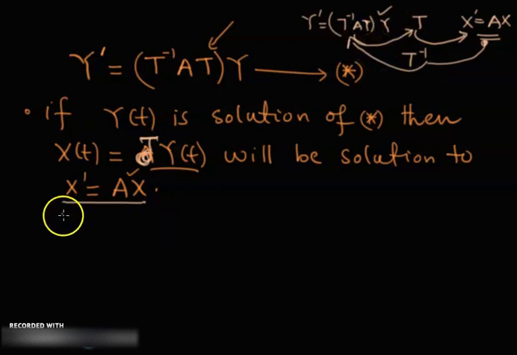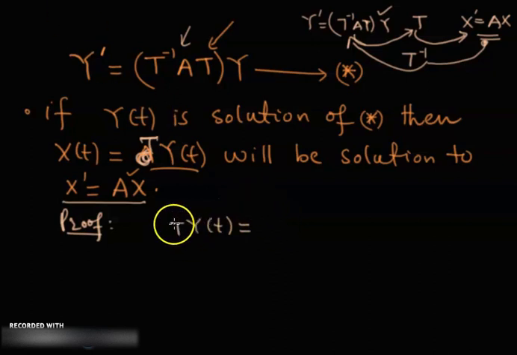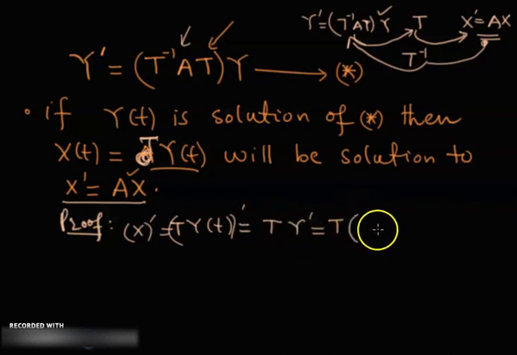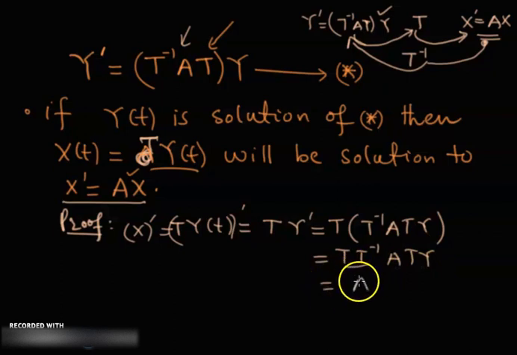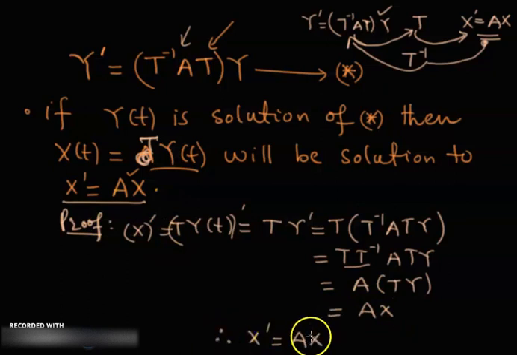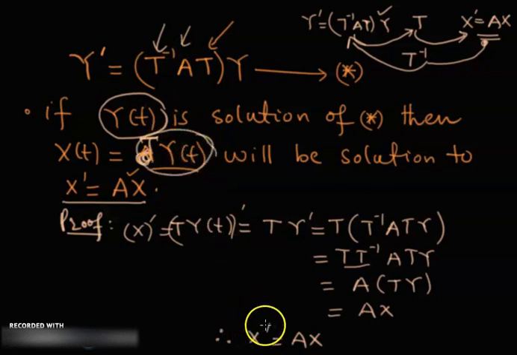Okay. So now let's prove this small thing. My y of t is solving this. So Ty of t is equal to x of t. I am taking the derivative of all this. This will give me T y prime, which is T times y prime, which is T times T inverse A T y. But T T inverse is identity, so this is A times Ty, but Ty is equal to x, so this is Ax. That means that x prime is Ax. That shows that if y is solving this, then Ty will solve this.